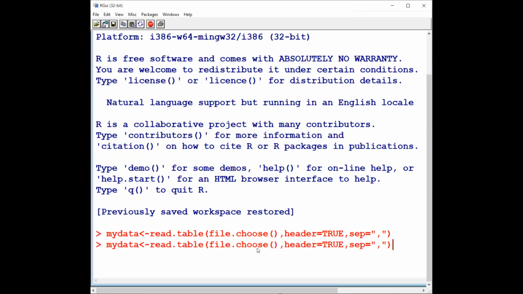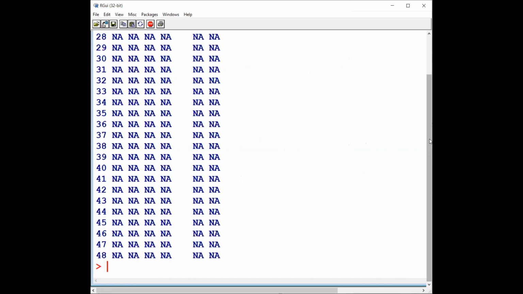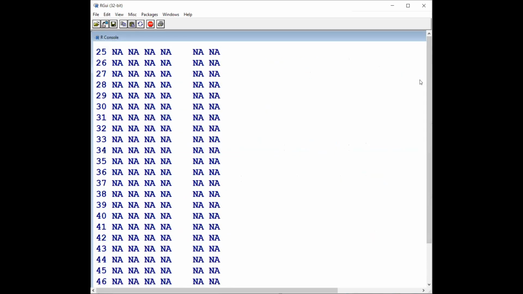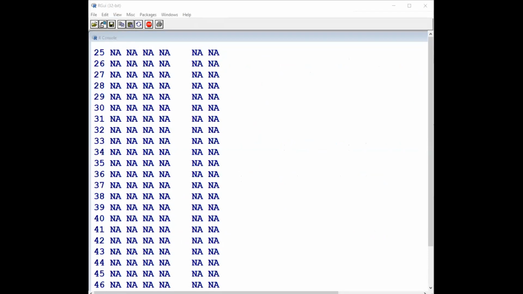Okay, so now I'm going to check whether I have selected the correct file in R. Give me a second. I think there's something wrong with the file. I'll just double check.